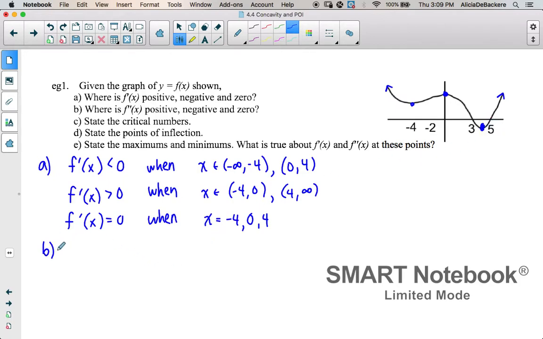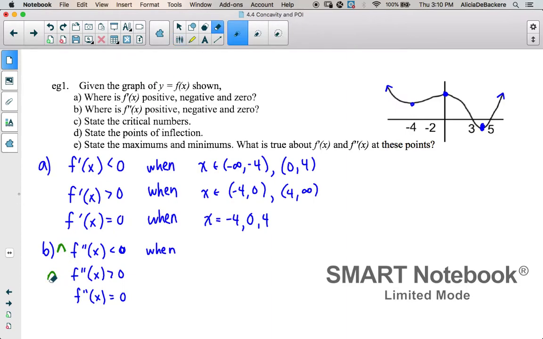All right, part B, it says where is the second derivative positive, negative, and 0? So remember, this is where I'm looking for the scooping up or scooping down, the concave up or concave down. First, looking for where the second derivative is negative. So where does it scoop down? This is a down, and this guy here is an up scoop, right? So I'm looking for those concavities.